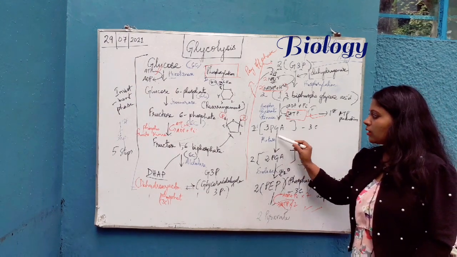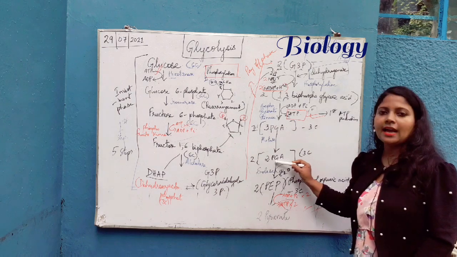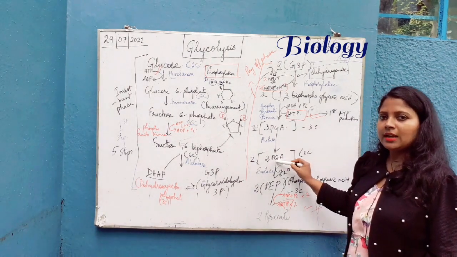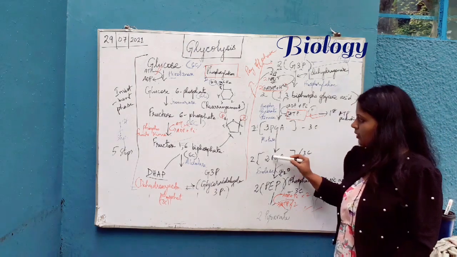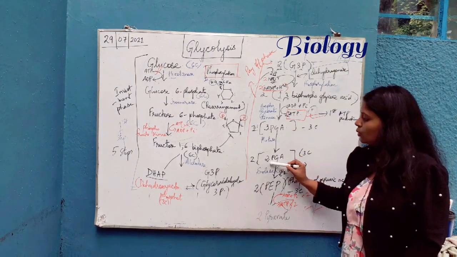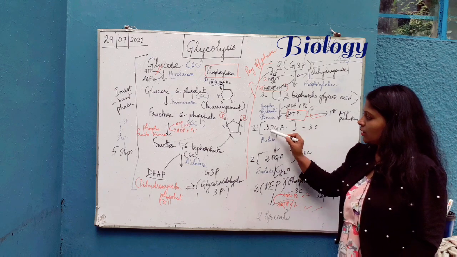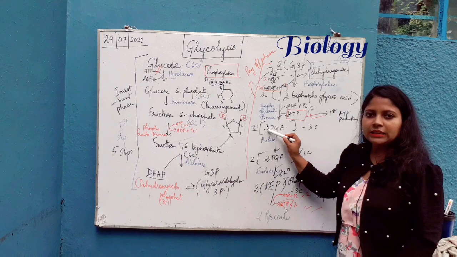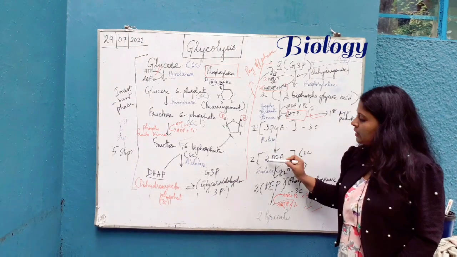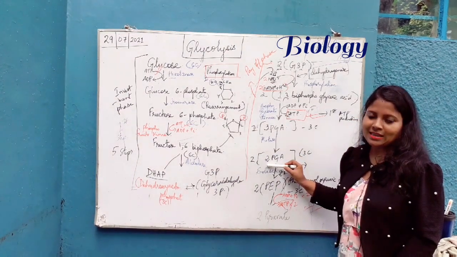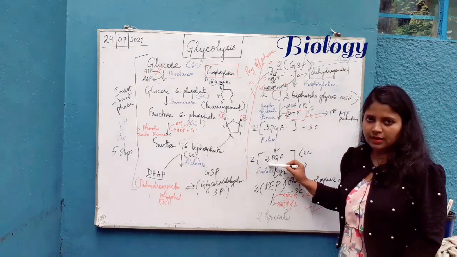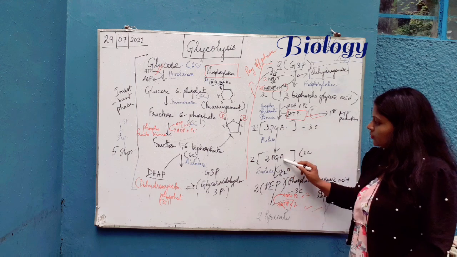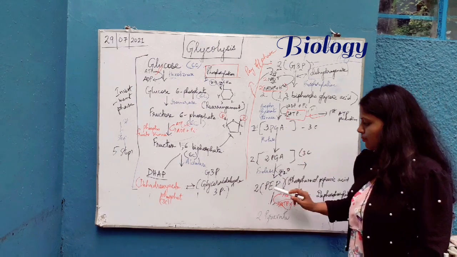Now, 3 PGA and 2 PGA are isomers of each other. They have the same chemical formula, only the stereochemical arrangement of the atoms will be different. So here 3 PGA, here 2 PGA, so just carbon rearrangement. Here the phosphate is at the third carbon atom, and here the phosphate has been shifted to the second carbon atom. So finally 2 PGA is formed. Now, this is with the help of the enzyme mutase.